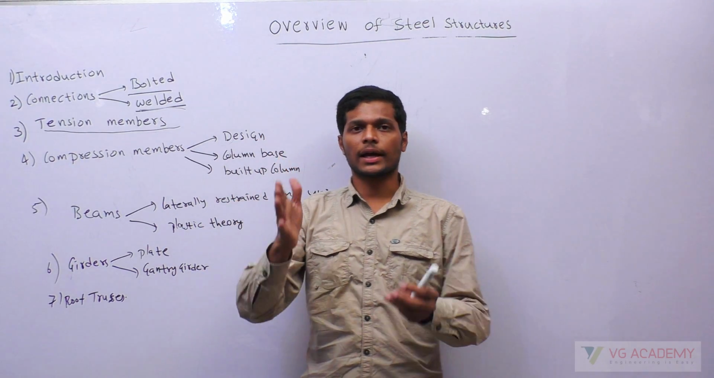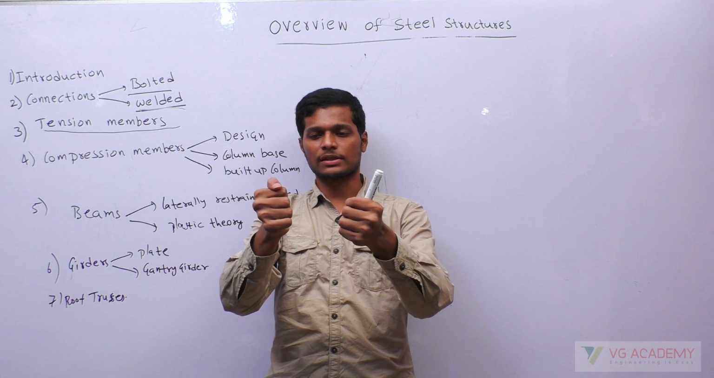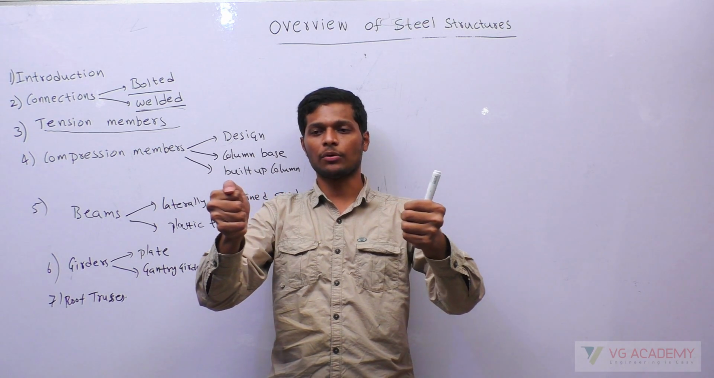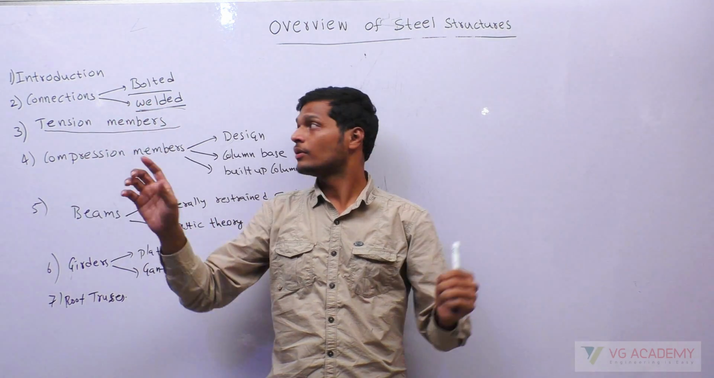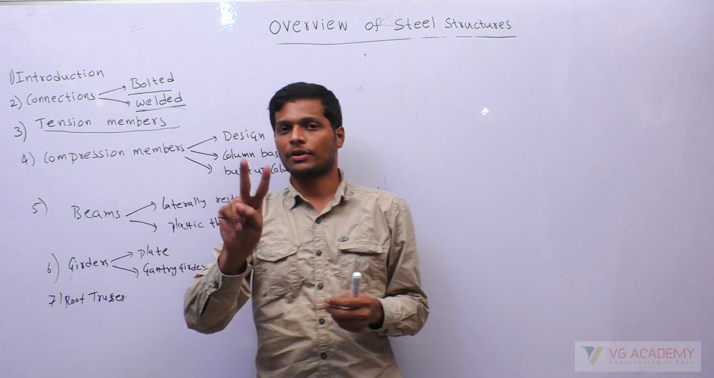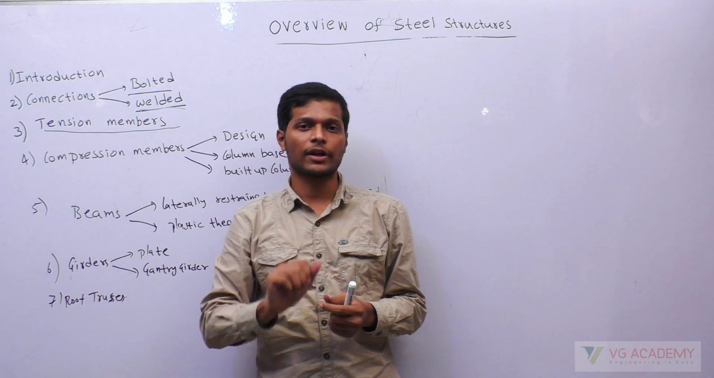Gross yielding means the entire plate will yield like this. You know what yielding is? It's similar to plastic failure. It will have a huge amount of strain before failure. This is called gross yielding. What is a net rupture failure? The second type of failure is net rupture failure or tearing failure.